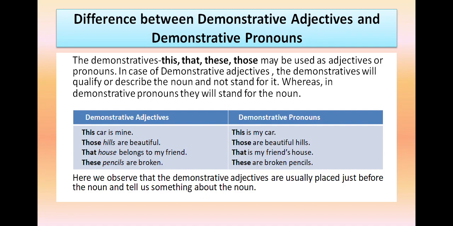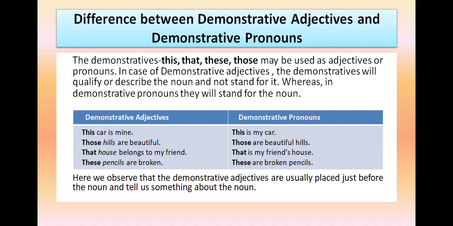Next, we move on to demonstrative pronouns. This is my car. Those are beautiful hills. That is my friend's house. These are broken pencils. Here, what do we see? These words are not immediately followed by nouns, but they are followed by verbs: is, are. So, they are standing for the words car, hills, house, pencils.